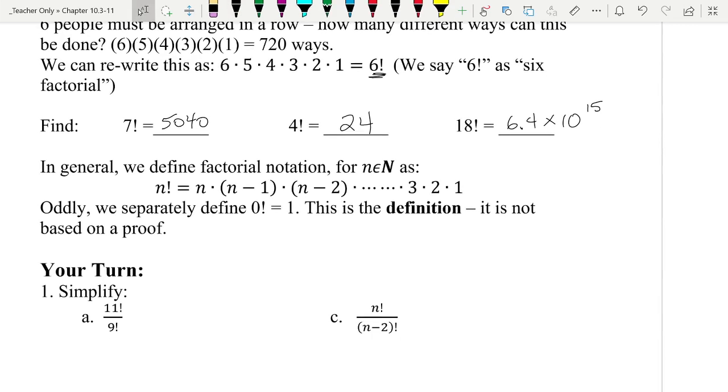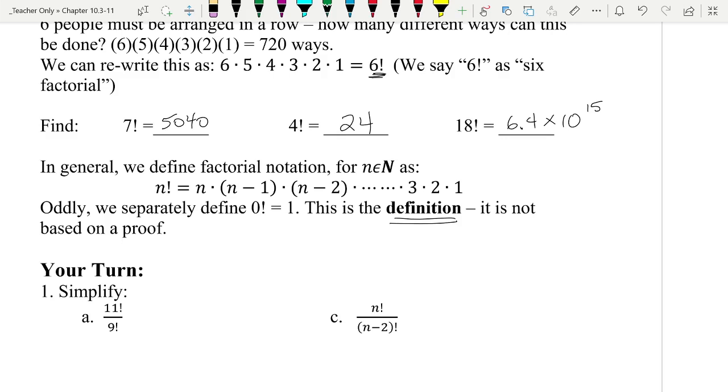In general, we define factorial notation for n as an element of the natural numbers, where n factorial is n times the number that came before n, times the number that came before that, times the number that came before that, all the way down to 3, 2, 1. And of course, you don't include 0. Oddly, we do separately define 0 factorial as 1. It's a definition. It's not based on proof. I can prove to you why, for example, x to the power of 0 equals 1. That can be done by proof. 0 factorial equaling 1 is not something that's provable. It's something we define and then use.